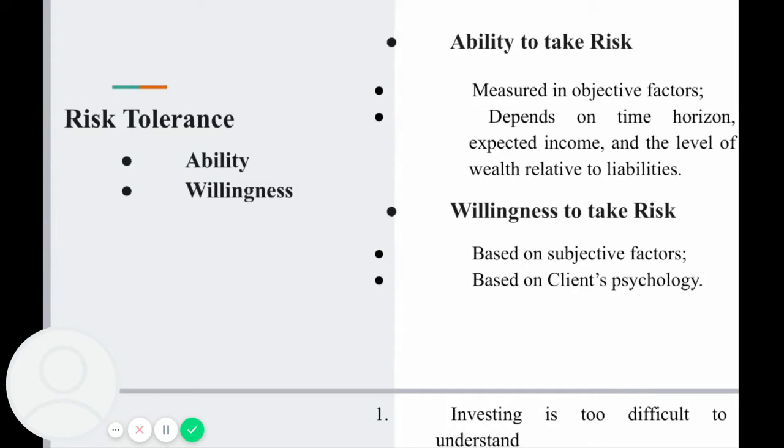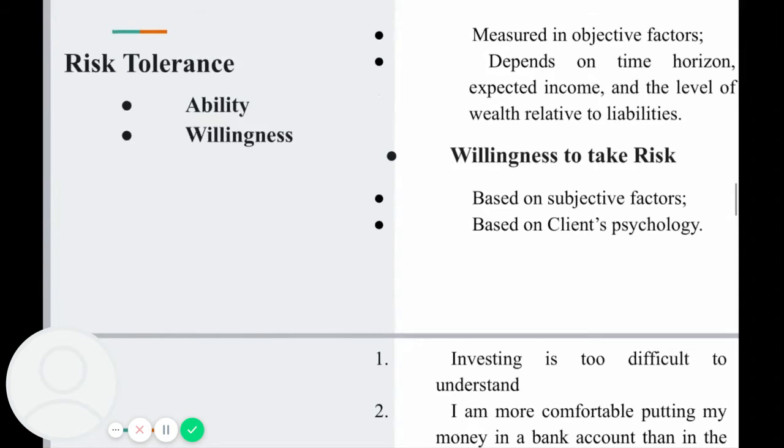So if a client has a long time horizon, higher expected income, and a high level of wealth compared to his or her liabilities, then that client has a higher ability to take risk, or we can say above average ability to take risk. On the other hand, willingness is determined based on subjective factors. It depends on the client's psychology. For example, investment managers might ask a lot of questions to the client, and based on the responses, the investment manager determines whether the client has above average willingness or below average willingness.